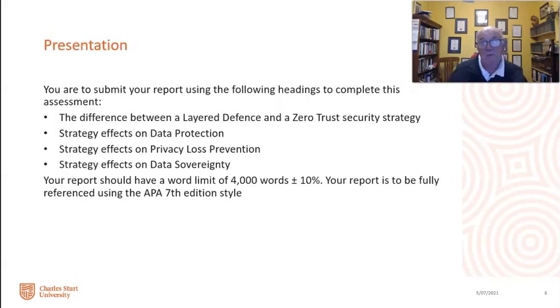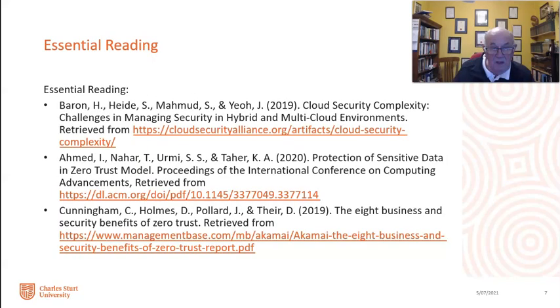So again, a report format, with 4 different headings: difference between layered defense and zero trust, strategy effects on data protection, strategy effects on privacy loss prevention, strategy effects on data sovereignty. So a 4,000 word limit plus or minus 10%, and referenced using the APA 7th edition style.